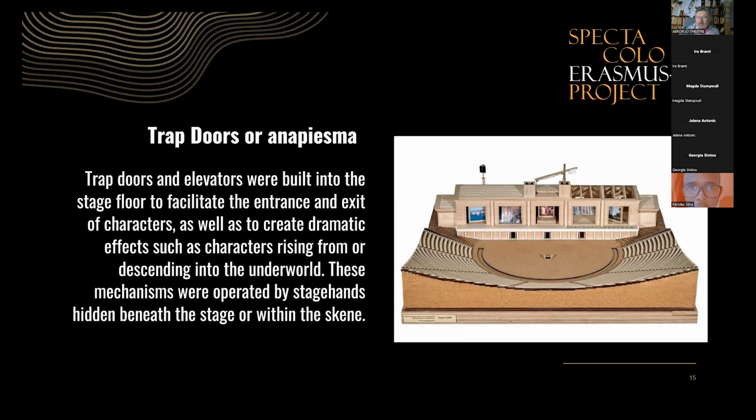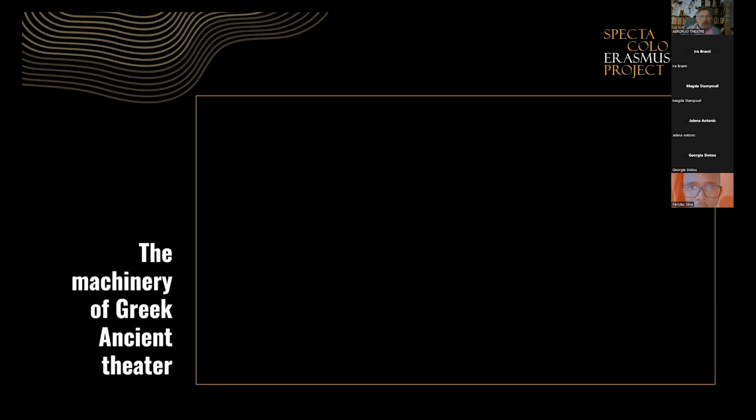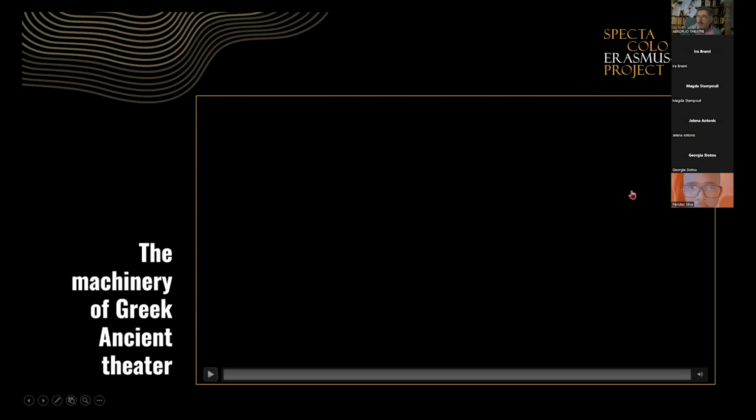Certain types of traps have become more or less standard items of stage equipment. Also, this is a machinery and a tool for stage designers in the Italian style theater. We will see this mechanism at the next meeting. Now let's see a video in order to understand better what all these mechanisms were.